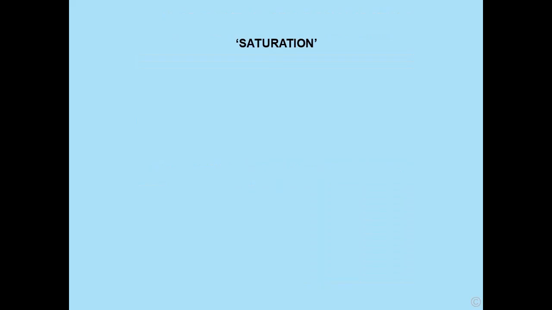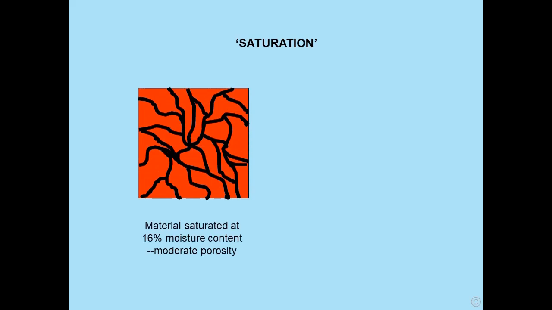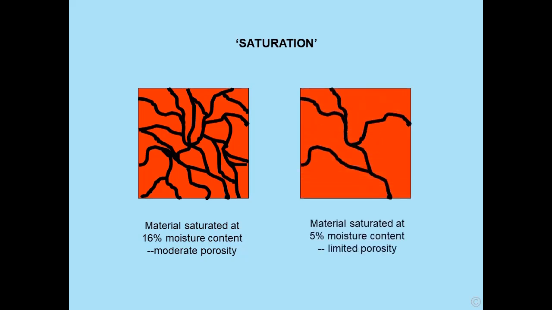What do we therefore mean by the term saturation? Because we're looking at moisture content, we say a material is saturated. Well, let's have a look at this. This is a material. The black lines are the pores in the material. This is both porous and permeable. The material, in this case, is saturated at a total moisture content of 16%. It has moderate porosity and permeability. However, this material has limited porosity and permeability. That is saturated at 5% moisture content. All the pores are full of water.